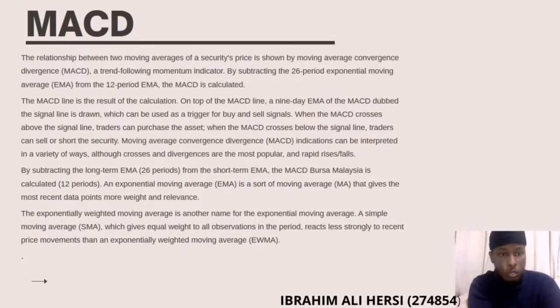By subtracting the long-term EMA of 26 periods from the short-term EMA of 12 periods, the MACD is calculated. An exponential moving average (EMA) is a sort of moving average (MA) that gives the most recent data points more weight and relevance. The exponentially weighted moving average is another name for the exponential moving average. A simple moving average (SMA), which gives equal weight to all observations in the period, reacts less strongly to recent price movements than an exponentially weighted moving average.